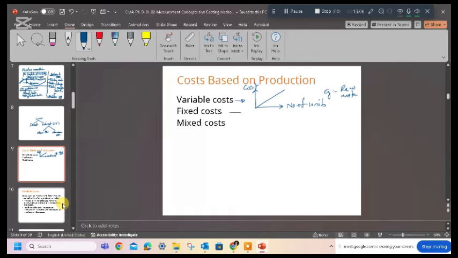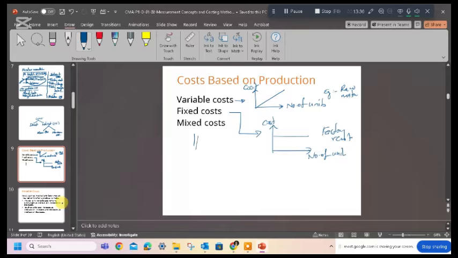Fixed cost, against number of units, is like this. Factory rental. Whatever the number of units you are making, you are going to pay the same rental, fixed rental. So that is fixed cost.